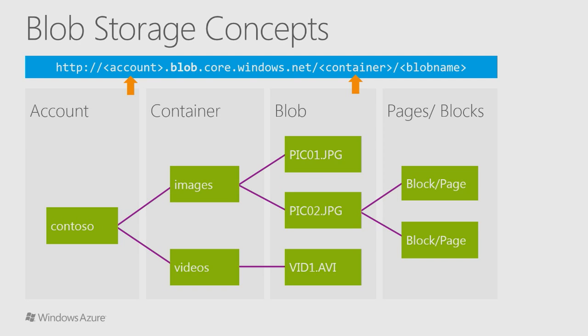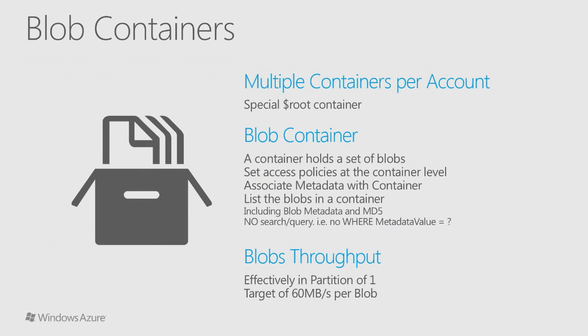Unlike a traditional file system, there is not an arbitrary hierarchical nesting of containers within containers. However, blob names themselves can include the / character, so you can produce something that looks like a tree hierarchy using this naming trick. A storage account can contain an unlimited number of containers. Containers are useful because access policies and metadata are set at the container level. They are not set at the individual blob level. The metadata is limited to 8 kilobytes of arbitrary name-value pairs.